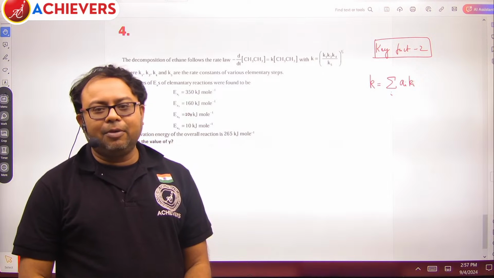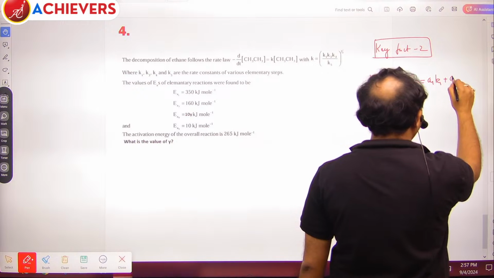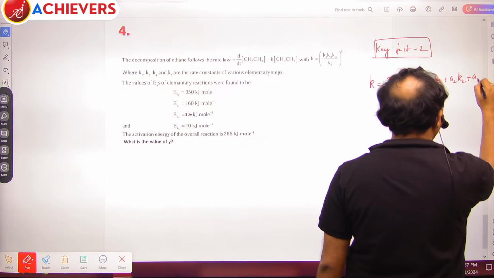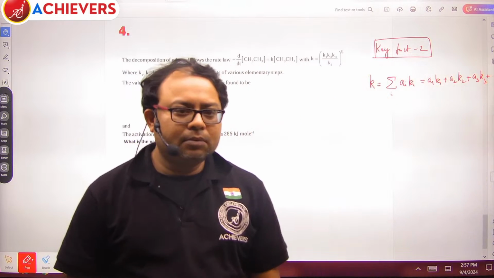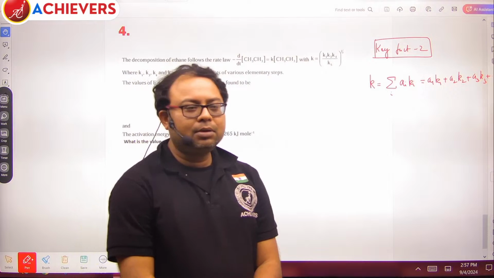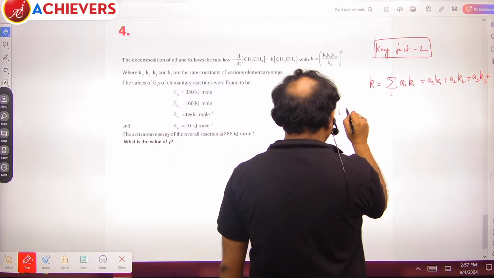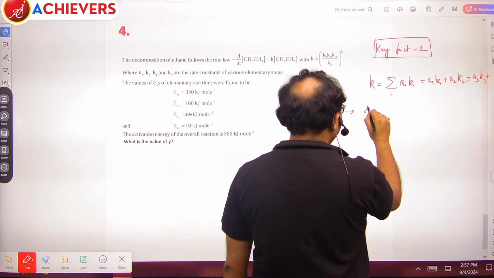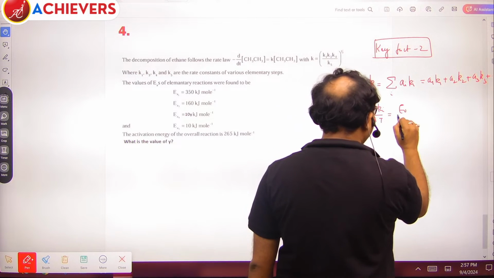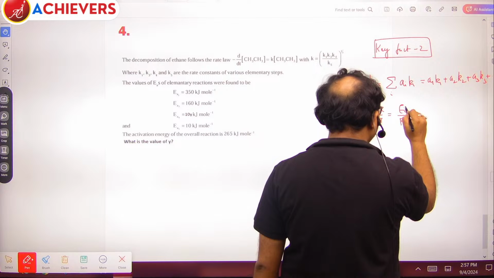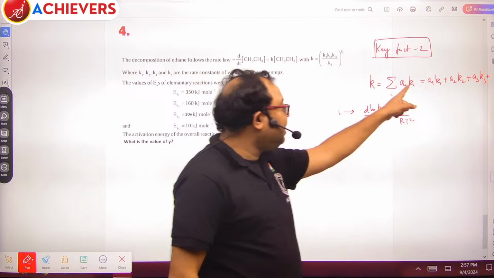If K is an additive combination, A1 K1 plus A2 K2 plus A3 K3 and so on, what will happen? We know that for the ith step, d ln Ki by dt equals Ei by RT square. That is known. But the problem is that you can't take log now.